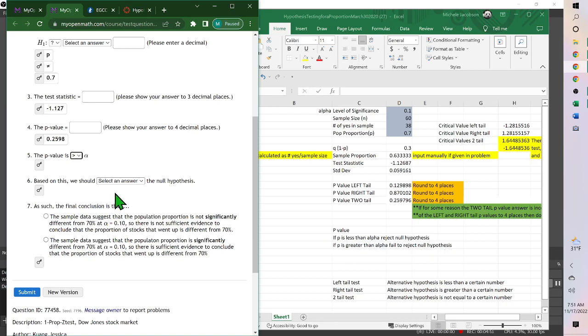Based on this, we should fail to reject. There is not a significant difference. So it's not enough evidence to claim it's not equal to. So it would be this one. If you reject, then they're significantly different.